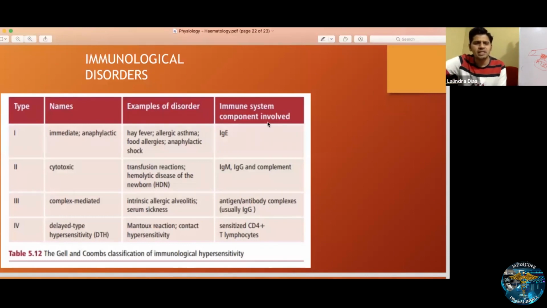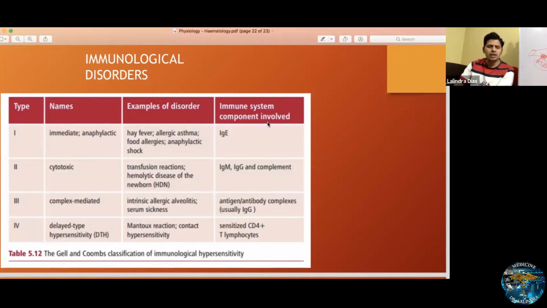Then type 2 hypersensitivity, that is cytotoxic mediated. So examples of class 2: transfusion reactions, hemolytic disease of newborn, things like that. So that is type 2 hypersensitivity reaction. What is that? Hemolytic disease of newborn and also transfusion related reactions.